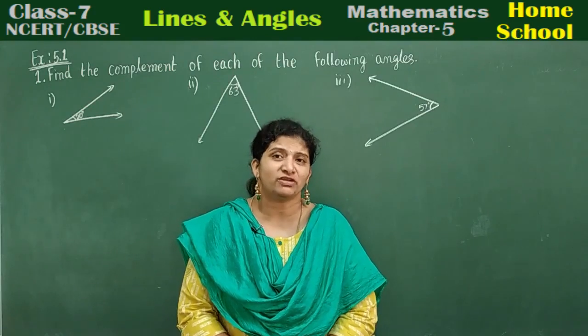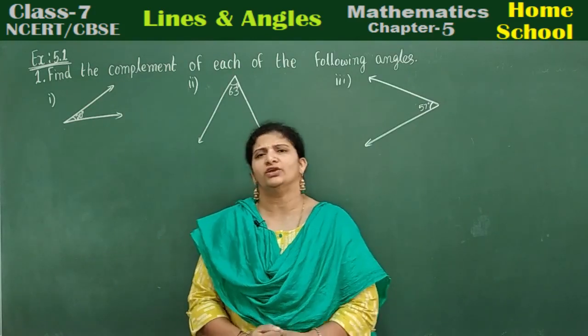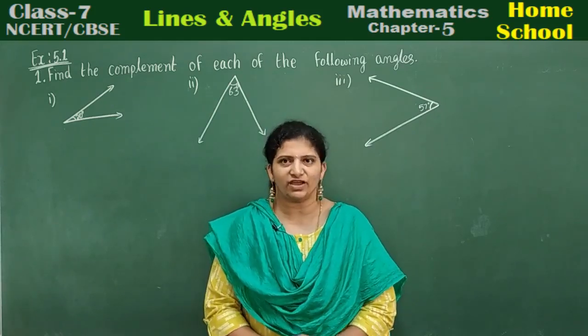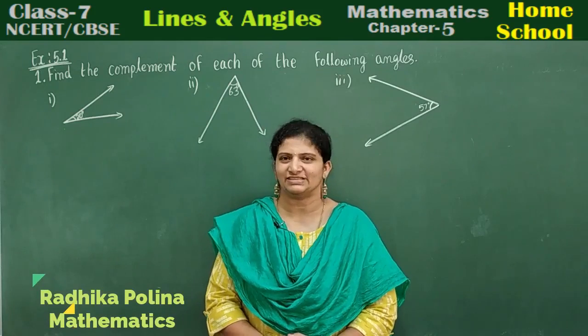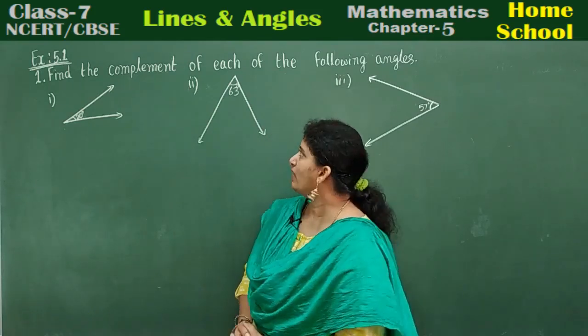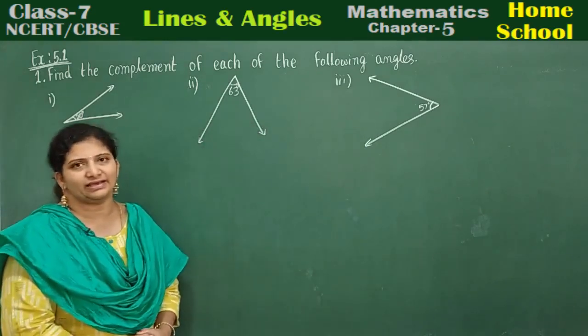We are in our Chapter 5 Lines and Angles. We have seen in our first part with all the introduction what we are going to deal in this chapter. Now in this session, we are going to continue with the exercise, that is your exercise 5.1, first main. Find the complement of each of the following angles.